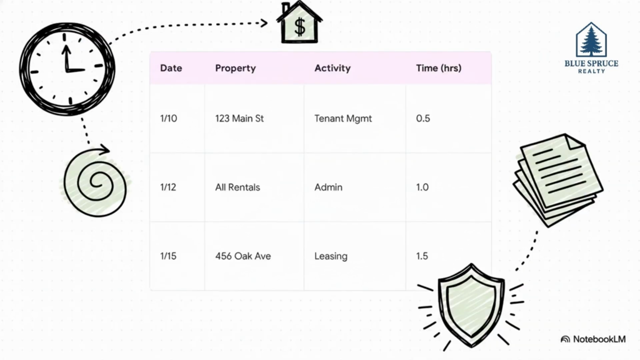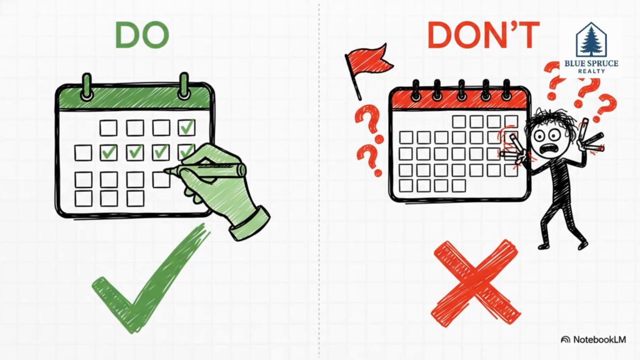So what does that proof look like? It looks like this: a detailed, organized, and, most importantly, a contemporaneous time log. You need to be tracking the date, which property, the specific task, and how much time you spent. In an audit, this document right here is your single best defense. It's your shield. And the key word here is contemporaneous. It's a fancy word that just means you track your time as you go.